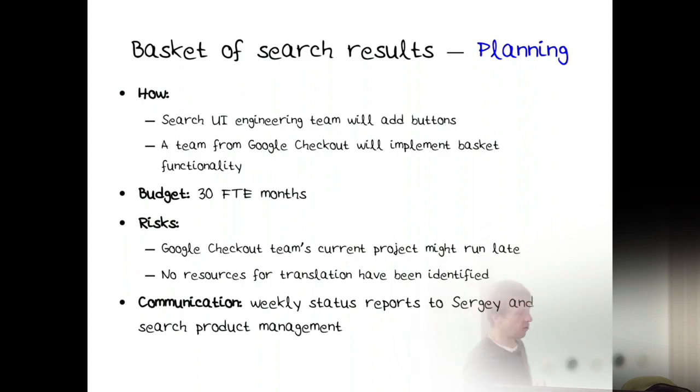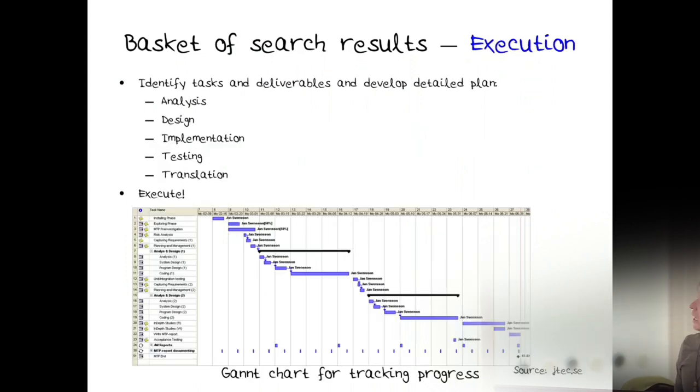Budget, 30 full-time employee months. Risks, well, the checkout team is busy right now. They might be running late. We haven't found any translation resources yet. How are we going to communicate that? Well, we're going to have weekly status reports to Sergey and the product managers. And then we execute. So we analyze from a technical perspective, we design, we implement, and we test, and we translate. And we have some form of tool that helps us manage the progress of the project.